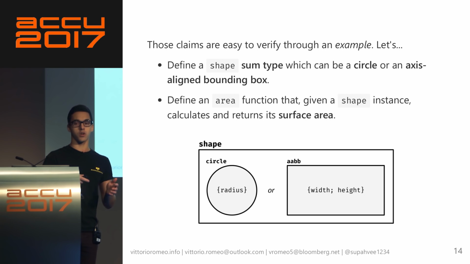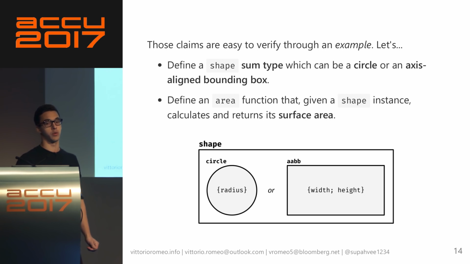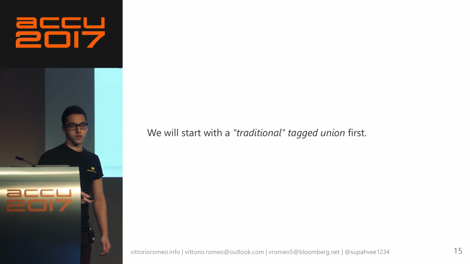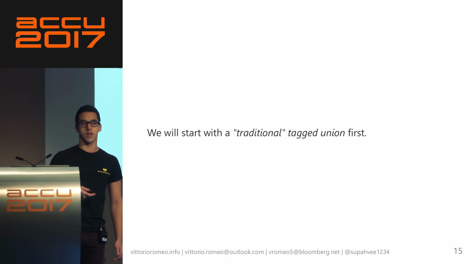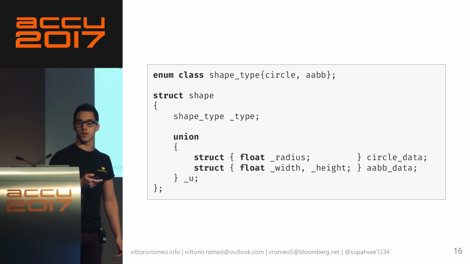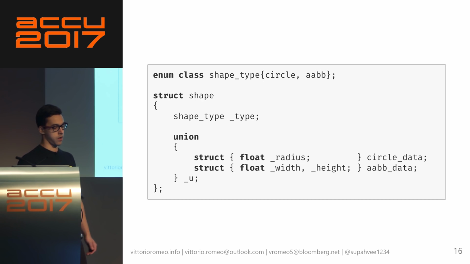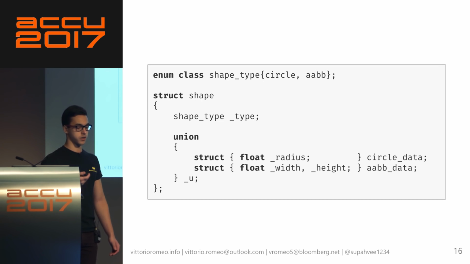And then, depending on whether it's a box or a circle, it will evaluate the area through a different formula. So graphically, you can think about a shape being either a circle with a radius or a box with a width and a height. So we will start modeling this kind of structure with a traditional tagged union first, and then we'll compare it to variant. This is how I would write it with a traditional tagged union.